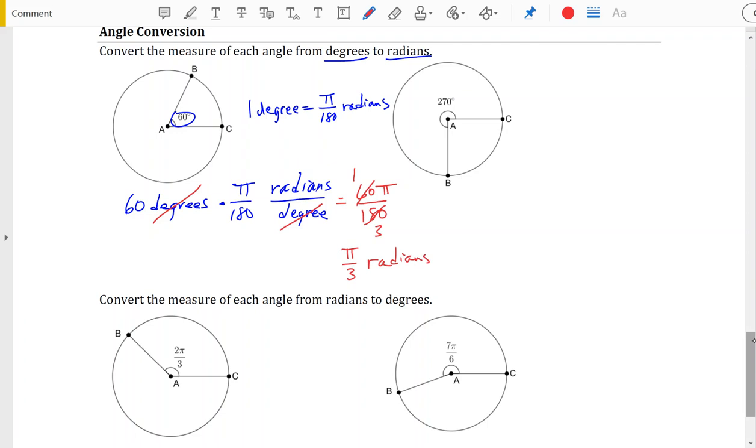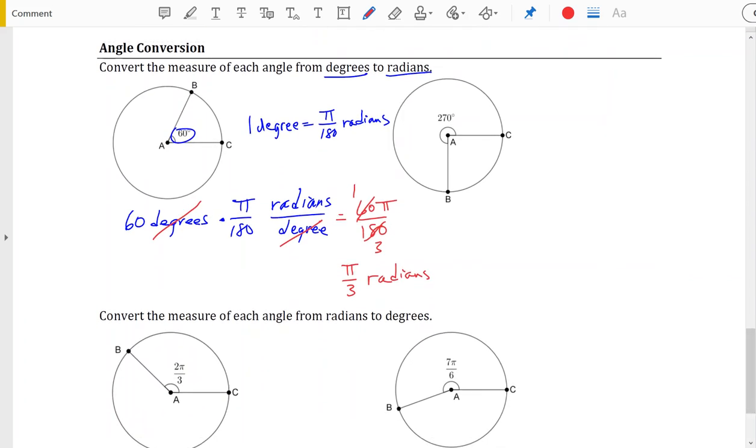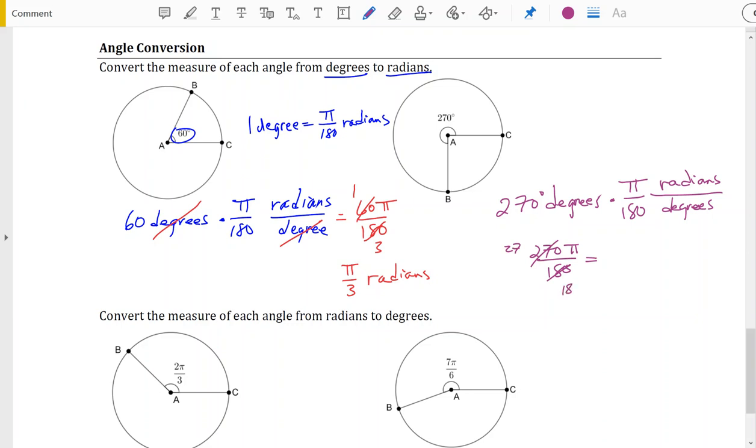Try example number 2 in the same way and see how it goes. Problem number 2, we're given an angle of 270 degrees. We can convert from degrees to radians because pi radians is the same as 180 degrees. And multiplying these two things together gives us 270 pi over 180, or we can simplify these, both divisible by 10, and these are both divisible by 9, 3 pi over 2 radians. You could also write that as 3/2 pi radians.